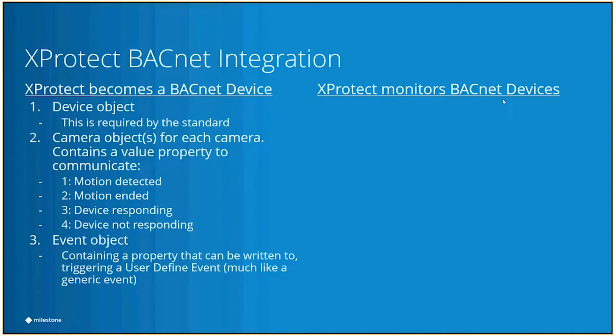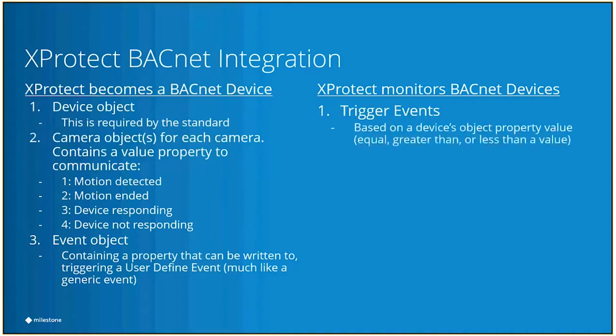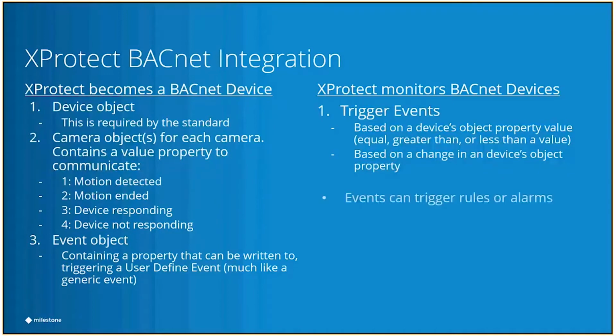Now, the other side of it is XProtect operating as a BACnet device monitoring a BACnet device. Basically, what this allows us to do is set a trigger event. This is much like a generic event as well, and we're looking for different conditions. We're either looking for a device property value to be equal to a certain value, greater than a value, or less than a value. We can also trigger any time a device's value changes. All of these events can trigger either a rule or an alarm or both. So anything we can do with the rule engine, we can use these events for.